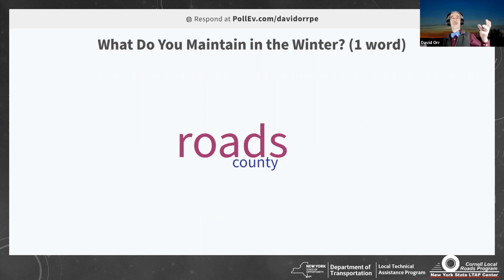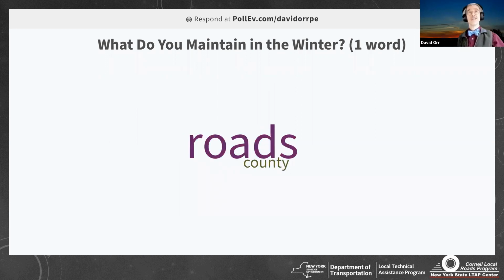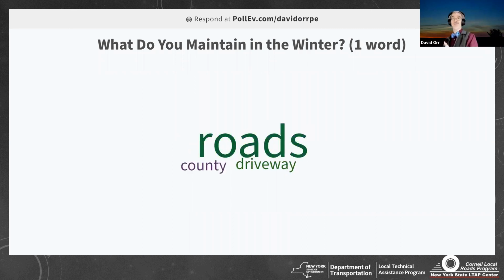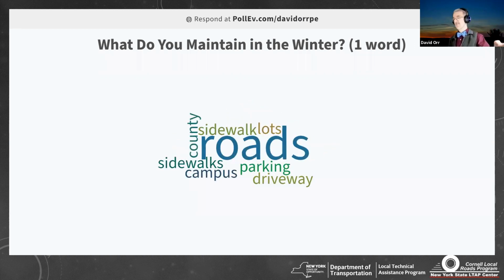So you're obviously going to be maintaining roads. And if you're with the county, you're maintaining the county roads. If you're with a town, you might be maintaining some county roads as well if you have a contract. You may have driveways. You may have parking lots. You may have sidewalks. Okay.